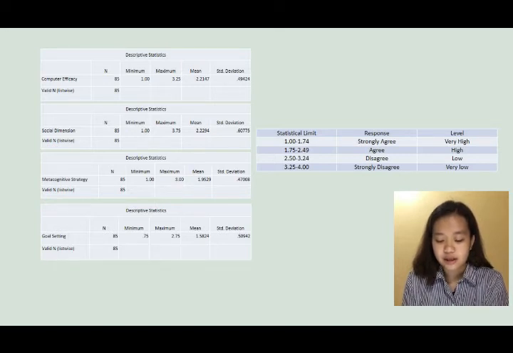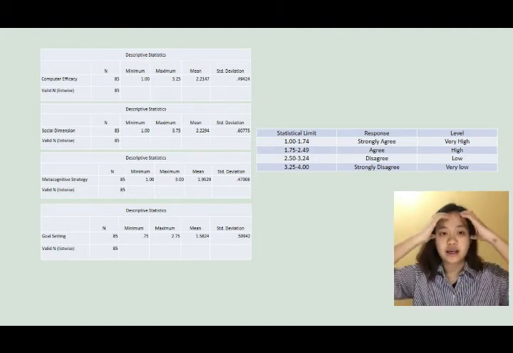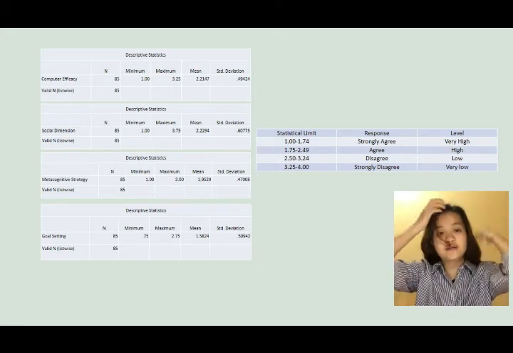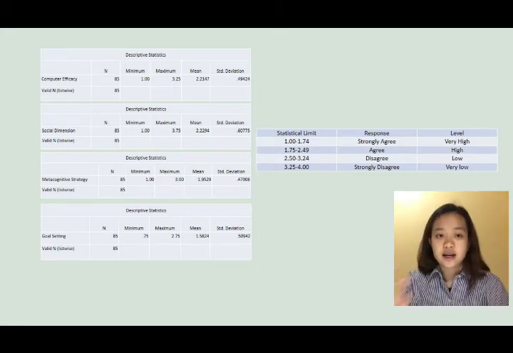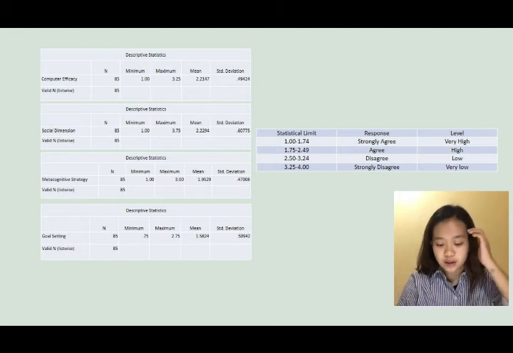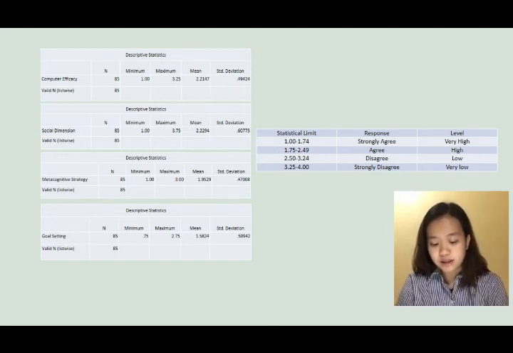First, computer efficacy has a mean of 2.21, which signifies that OSRL has a high extent on computer efficacy. Second is social dimension, which has a mean of 2.23, which signifies that OSRL has a high extent on social dimension. Another is metacognitive strategy, which has a mean of 1.95, which signifies that OSRL has a high extent on metacognitive strategy. Lastly is goal setting, which has a mean of 1.58, garnering the very high OSRL extent in this category.